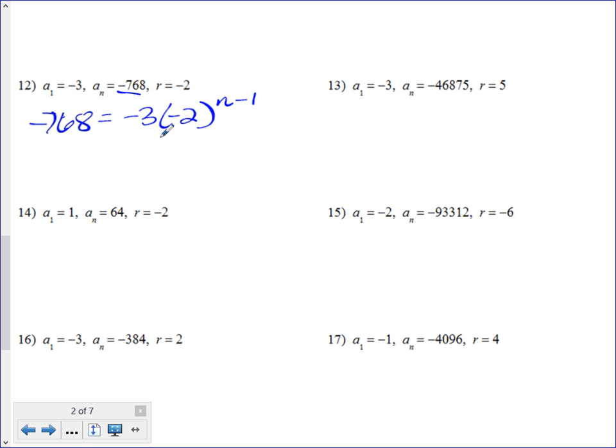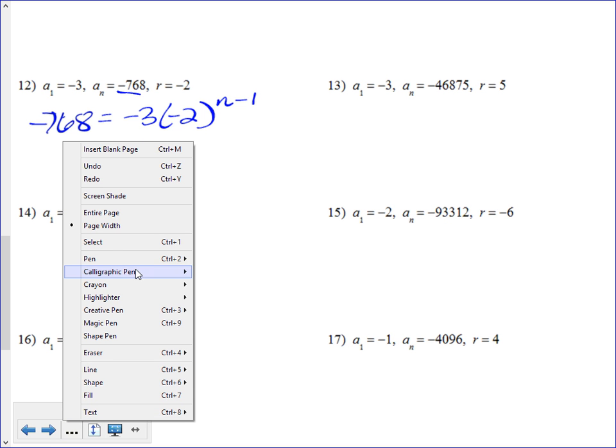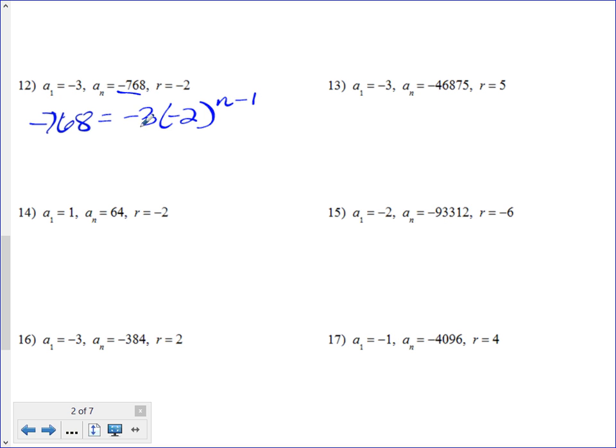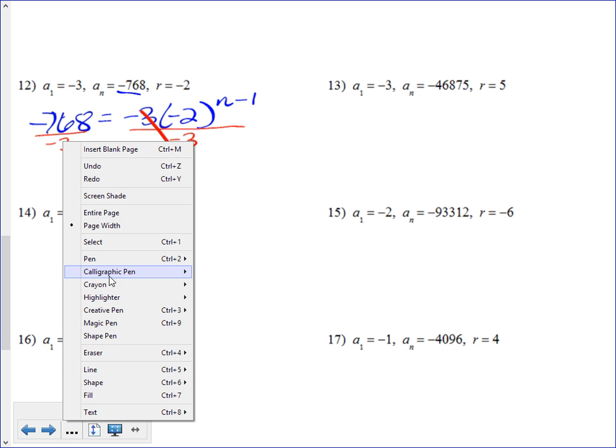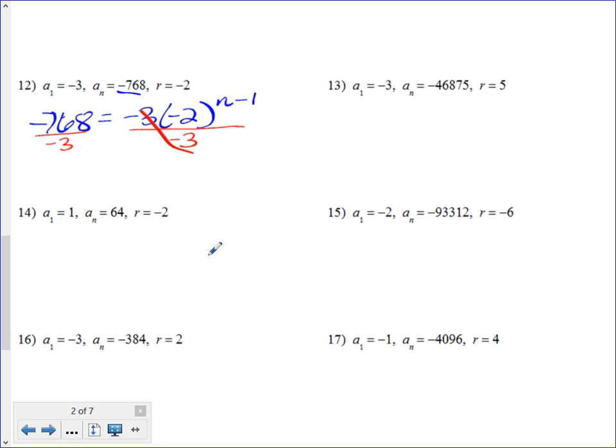You have to multiply the 3 and 2 first. You're gonna multiply the 3 and 2 first. Then divide by negative 3 on both sides. Hey, you are trying. Divide by negative 3 on both sides. Goodness. I thought y'all were better.